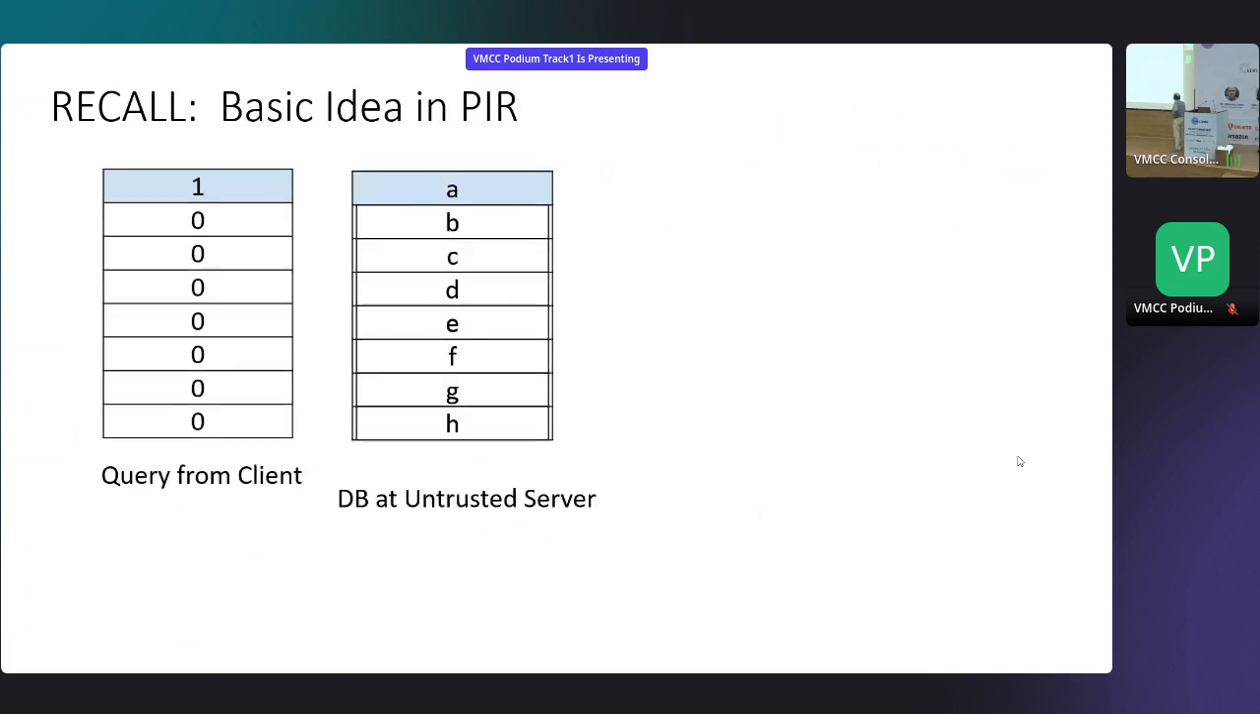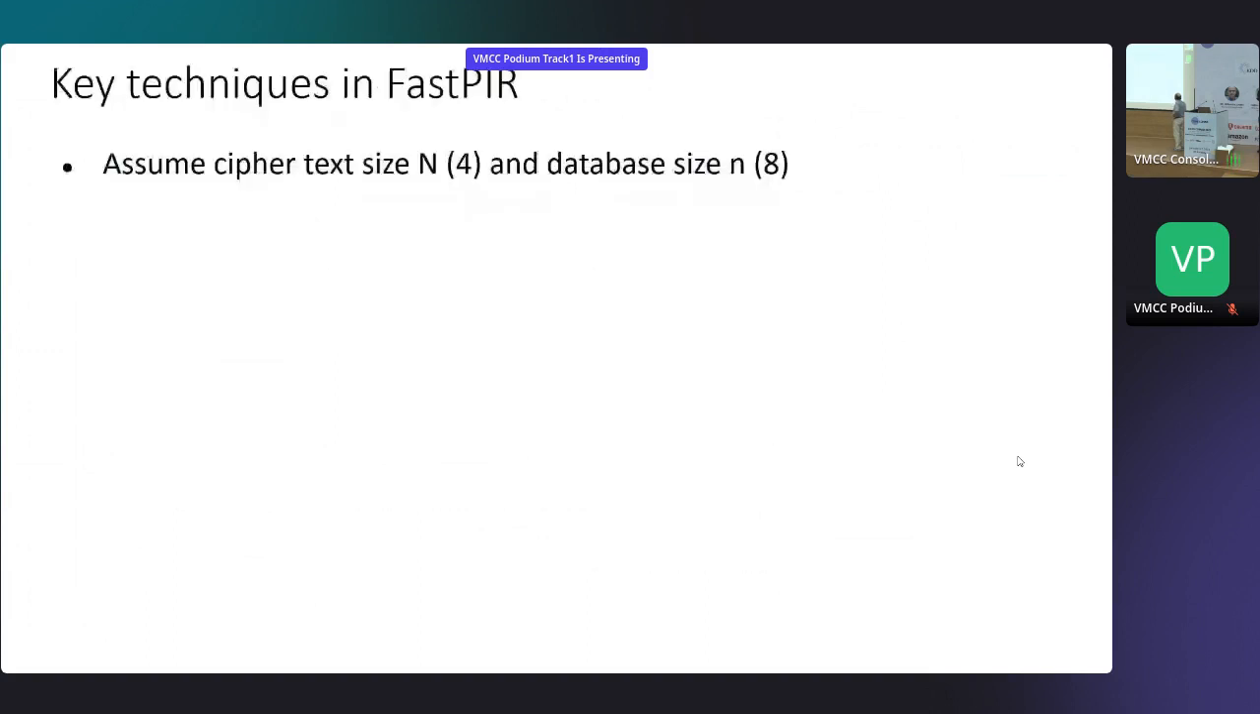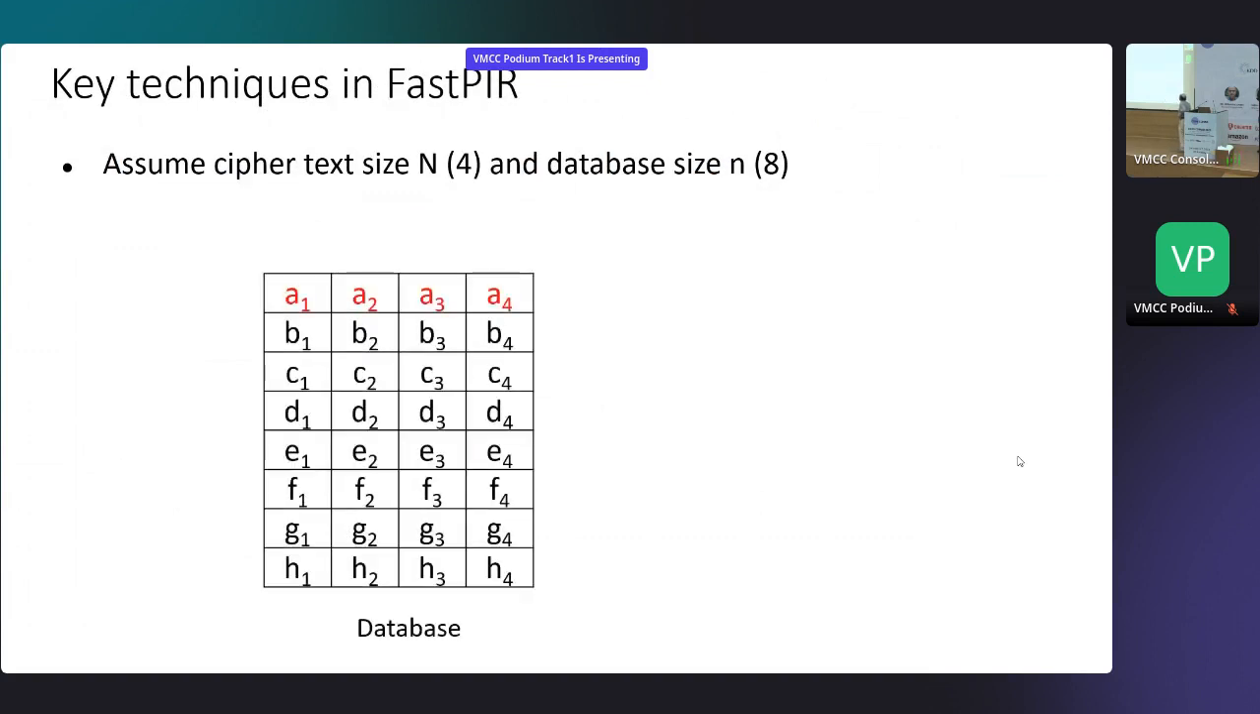So remember, this is what we are trying to do. I'm multiplying a vector which has only one entry, and I'm getting the value that I want. Let's focus on this part. So assume that the ciphertext size n is equal to 4, and the database has 8 entries. So this is my database. It has N entries. In our experiments, we'll use 32k, but for now n is equal to 4. So each ciphertext has 4 entries, each of them modulo q.